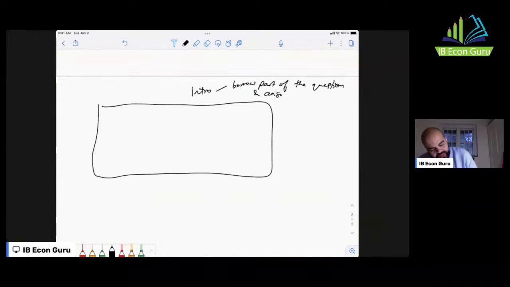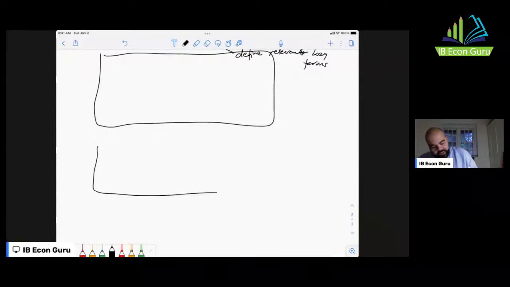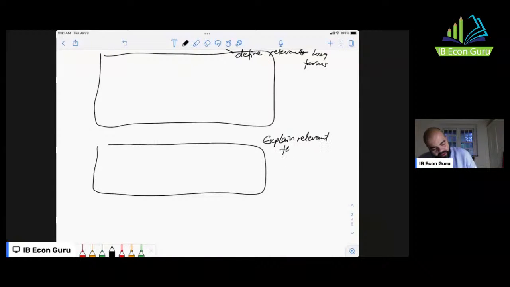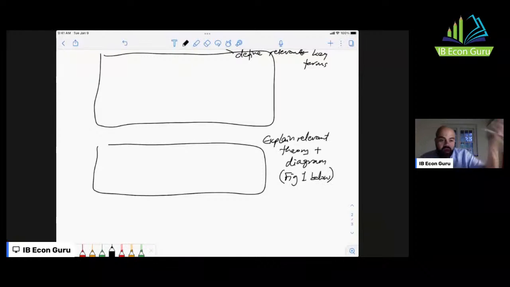and answer it in short. So you're just giving the short form answer. And this is where you define relevant key terms. Okay. Then the next paragraph is where you explain relevant theory plus the diagram. And you can call the diagram, say, figure 1 below, so that you can refer to it in your explanation.